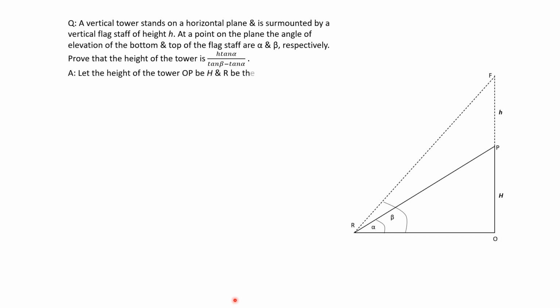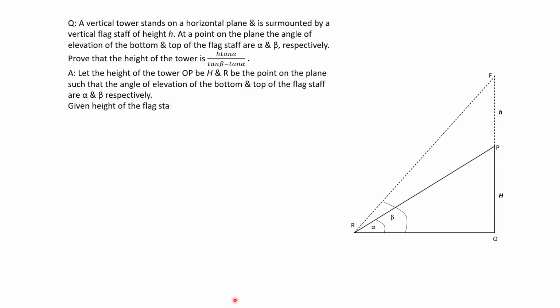So let the height of the tower OP be H, and R is the point on the plane so that the angles of elevation of the bottom and top of the flagstaff are alpha and beta respectively. Now the given height of the flagstaff, say PF, equals small h. Now angle PRO equals angle alpha, and angle FRO equals beta.